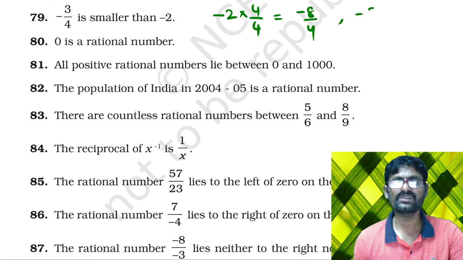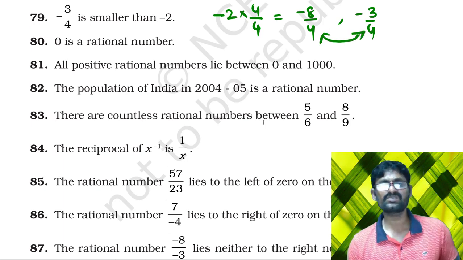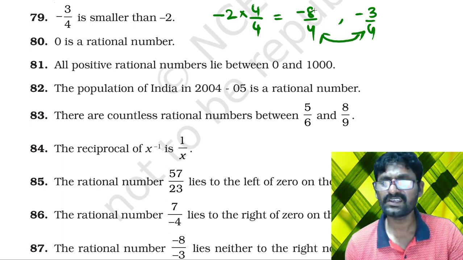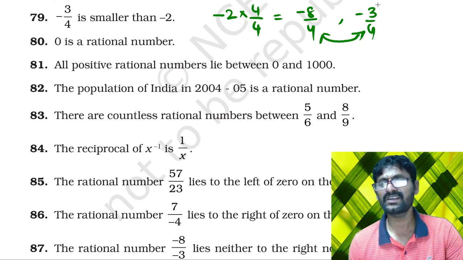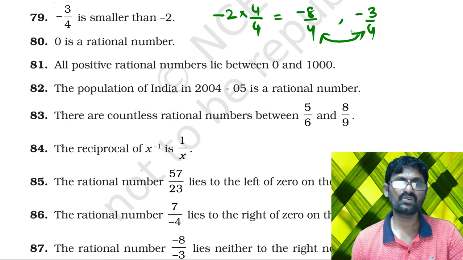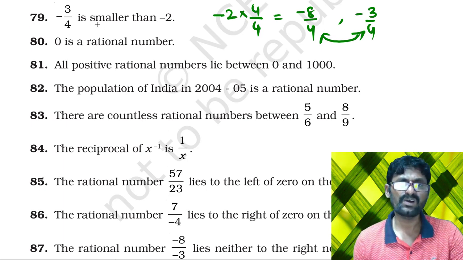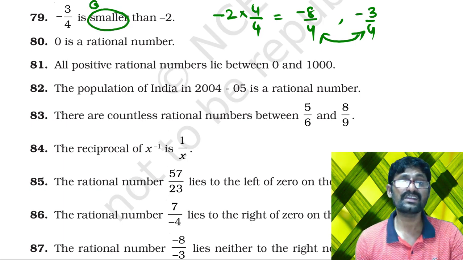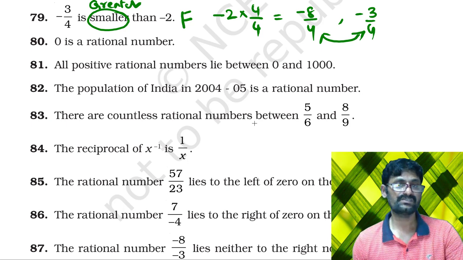The given number is negative 3 by 4. Now you compare these two. Which one is smaller and which one is greater? Actually, negative 8 by 4 is smaller and negative 3 by 4 is larger. Negative 3 by 4 is greater. So the statement that negative 3 by 4 is smaller than negative 2 is not correct. Actually negative 3 by 4 is greater than negative 2. So this is a false statement.